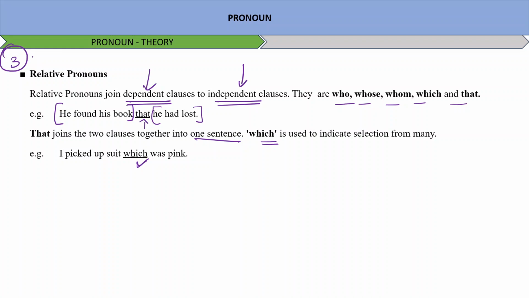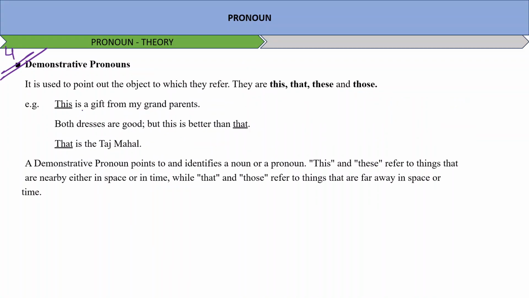The fourth one is the demonstrative pronoun. It is used to point out the object to which they refer. They are this, that, these, and those. This is a gift from my grandparents. Both dresses are good, but this is better than that. Again, that is the Taj Mahal.